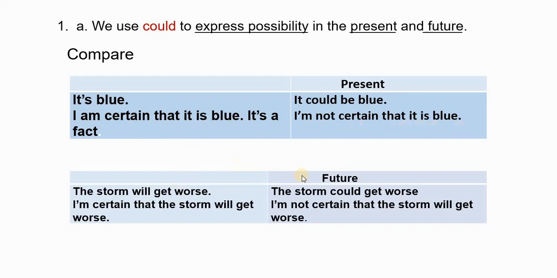And now for the future. The storm will get worse. The storm could get worse. I'm certain that the storm will get worse. I'm not certain that the storm will get worse.